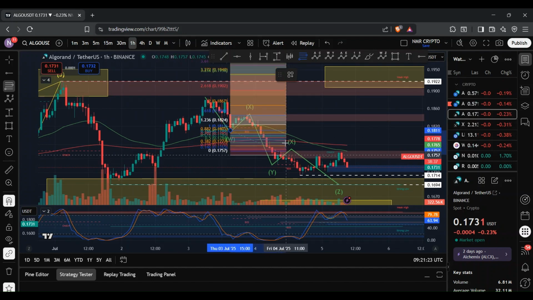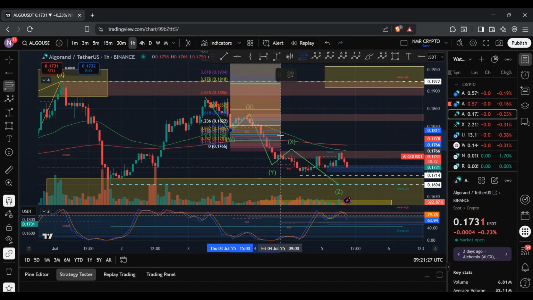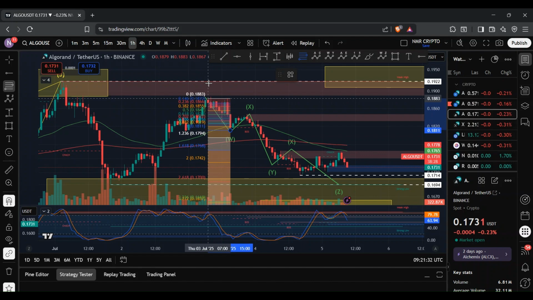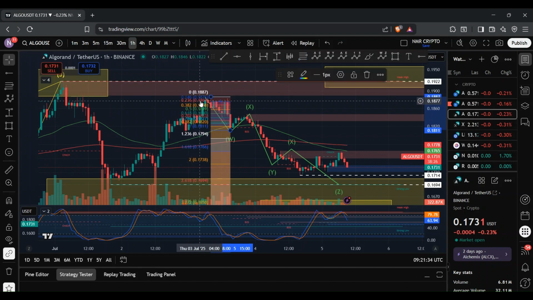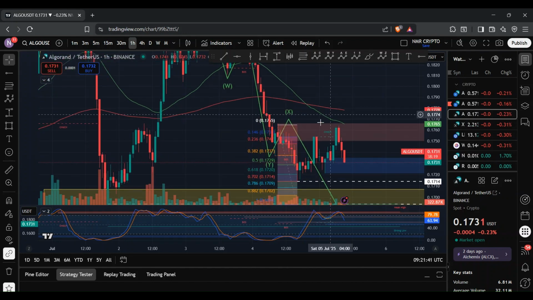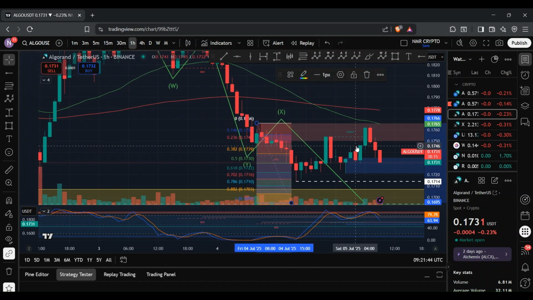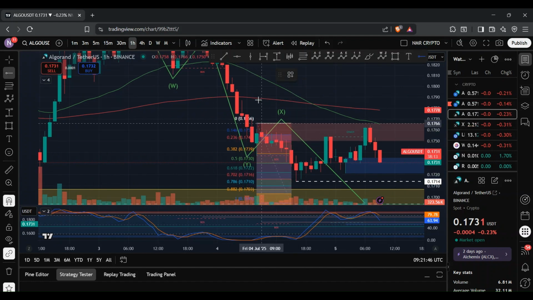If I bring this to over here and check to see, so it looks like we didn't break this level at 17.76 cents. So it's possible that the X wave ended up topping off at that level. If I bring this over here, just double check, 17.66 cents, yep.